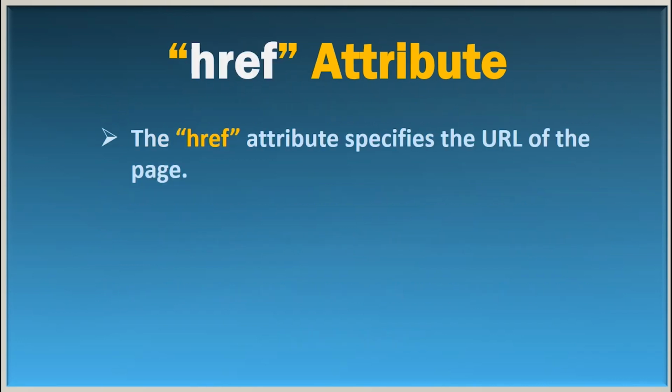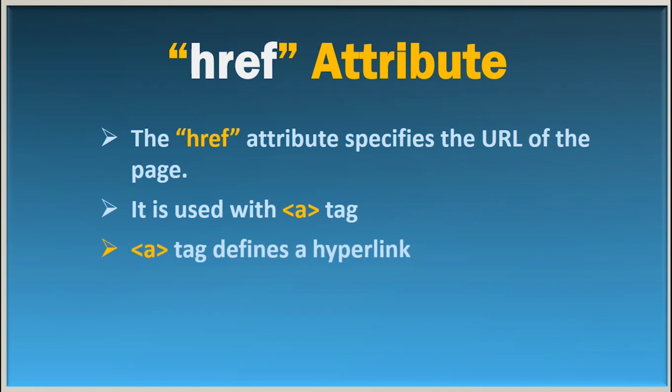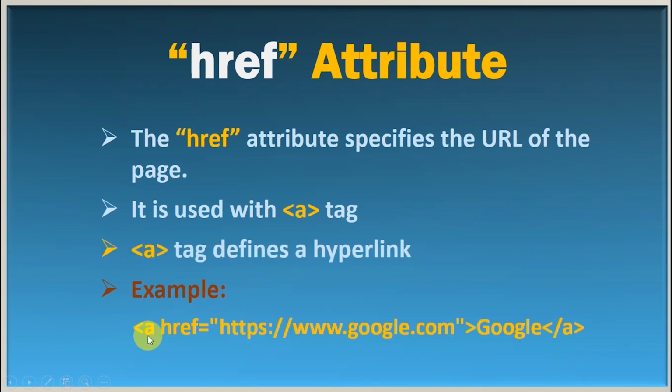So what is href attribute? The href specifies the URL of the page. It is used with the a tag, and the a tag defines a hyperlink. For example, we can use href attribute in an a element. So here is the href attribute and here is the value of the attribute.